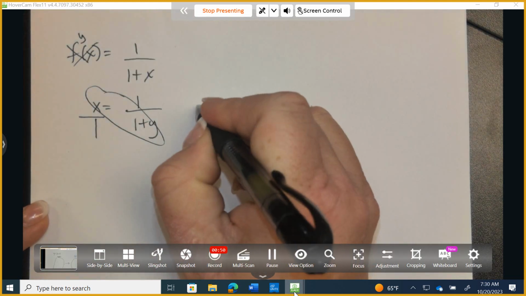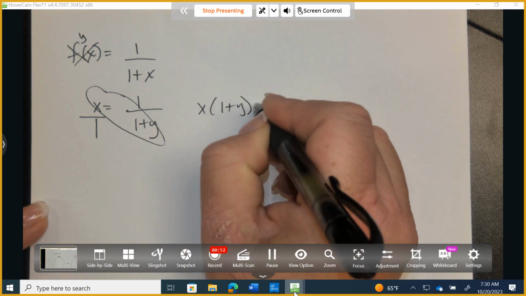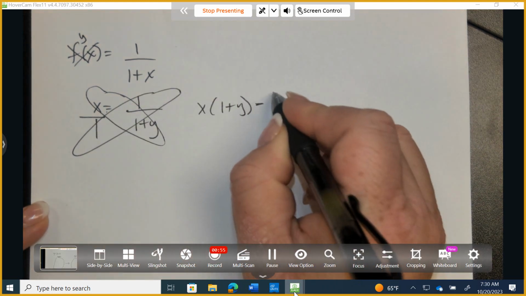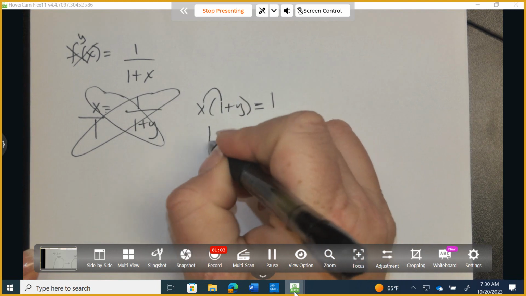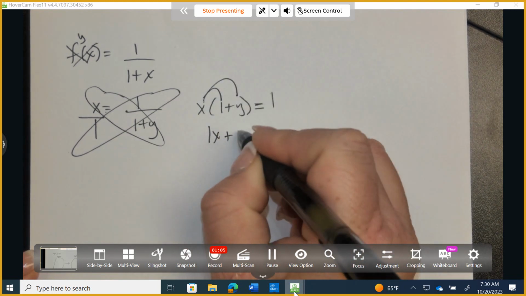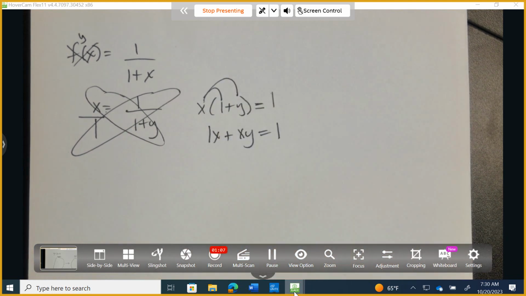I'm going to take x times this quantity, x times 1 plus y, and I'm going to set it equal to 1. Now my whole goal is to get y by itself. So I have 1x, and then plus xy equals 1.